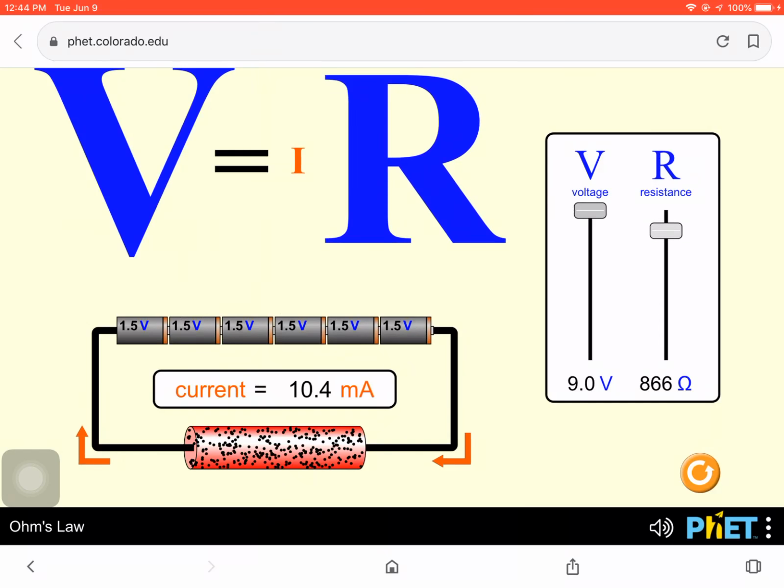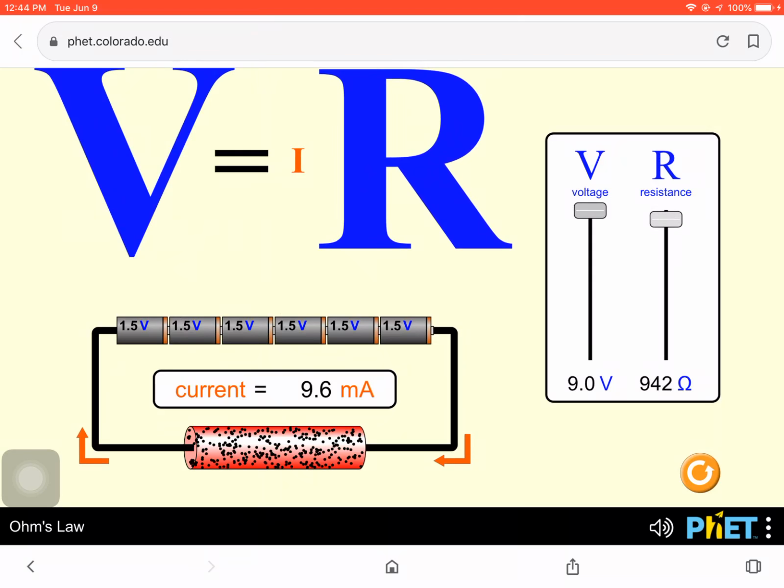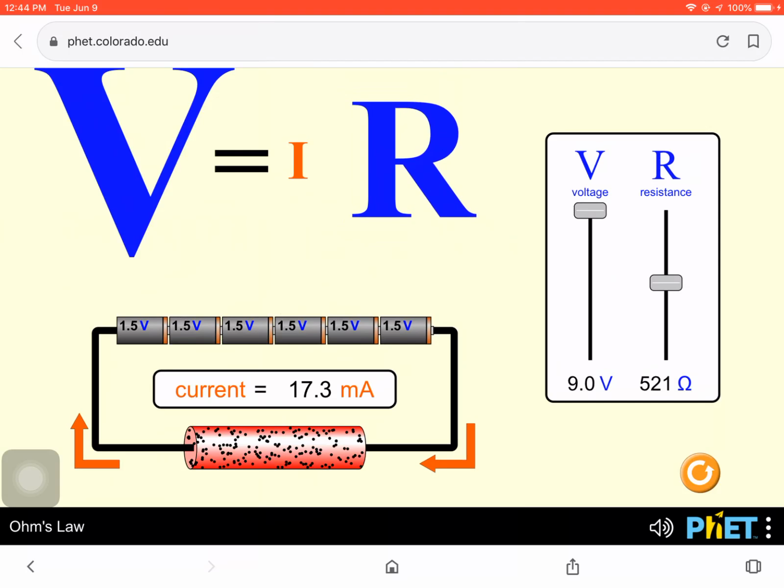And you can see that the current goes to 11.3 milliamps. If there is more resistance, if I push it up to 1,000 ohms, it slows down to 9 milliamps. If I go down to 500 ohms, it goes up to 17 milliamps. So the more resistance there is, the slower the electrons are going to move.